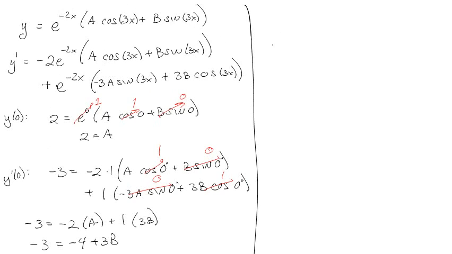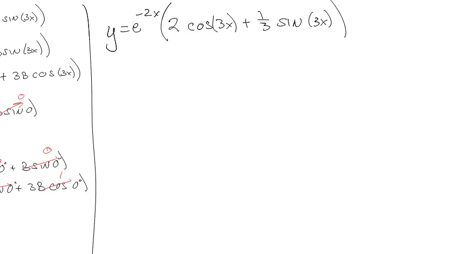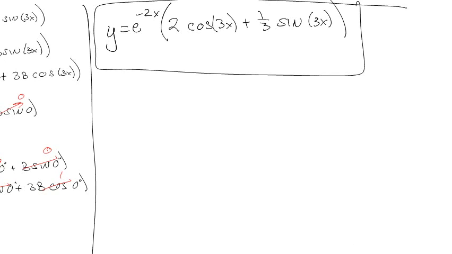So I've got that y is equal to e to the negative 2x. The a was 2 cosine 3x, and then the b was 1/3 times sine of 3x. And that would then be my full solution that meets my initial condition. So that would be kind of what I was looking for. Kind of makes sense? Great.